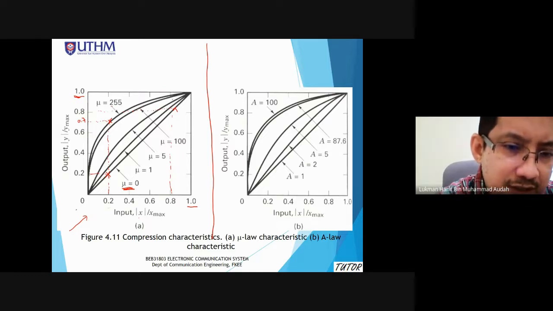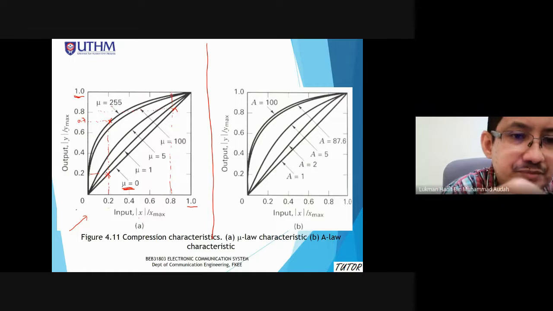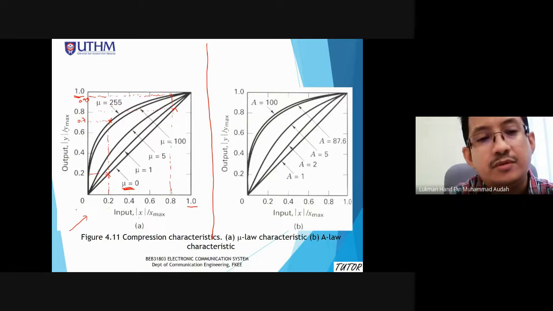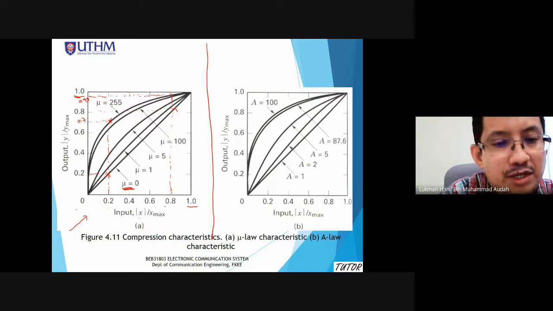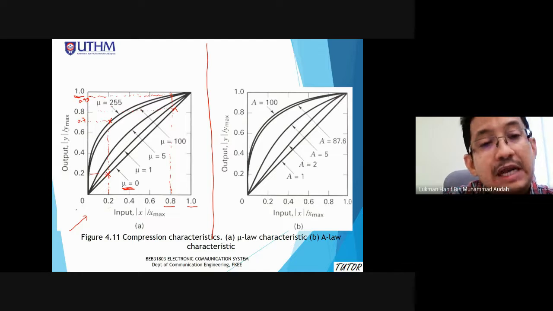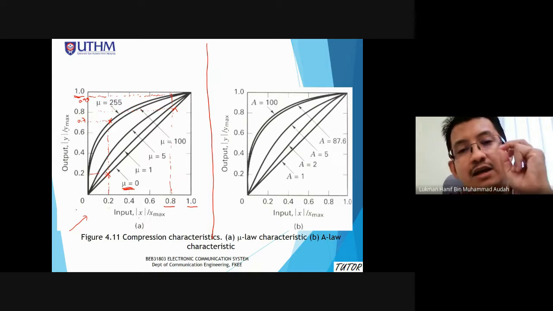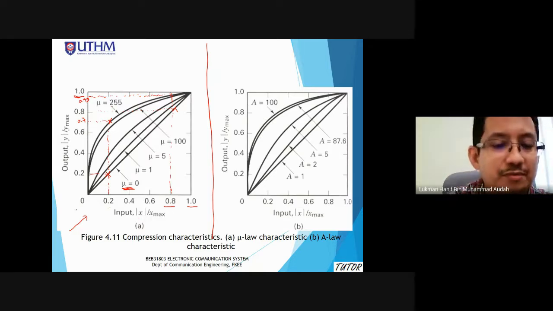Sama juga kalau yang ini, if the input is 0.8, for example, that means dia akan cross di sini. So that means the output here is lebih kurang 0.95. Contoh. Nampak daripada 0.8 dia jadi 0.95. Berlakunya penambahan sedikit saja. Maknanya untuk amplitude input yang besar akan mengalami gandaan yang sedikit sahaja pada output.